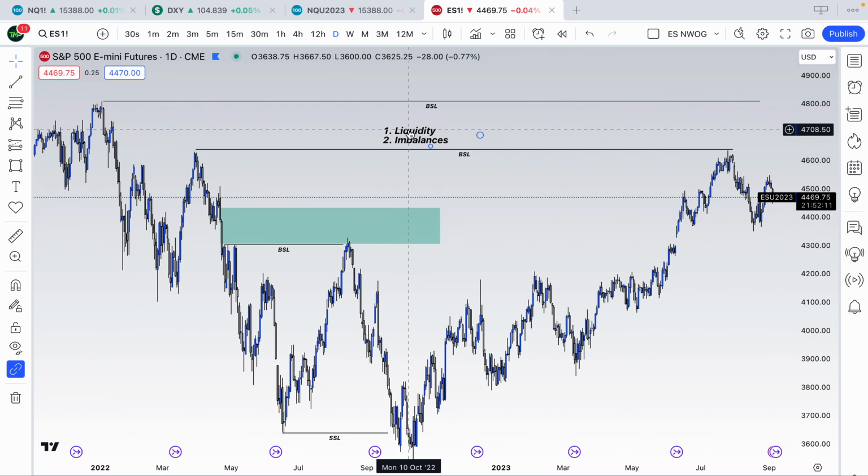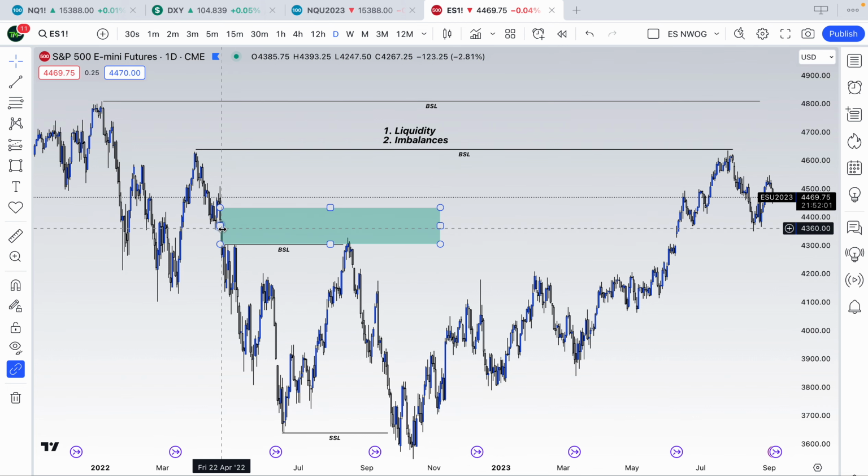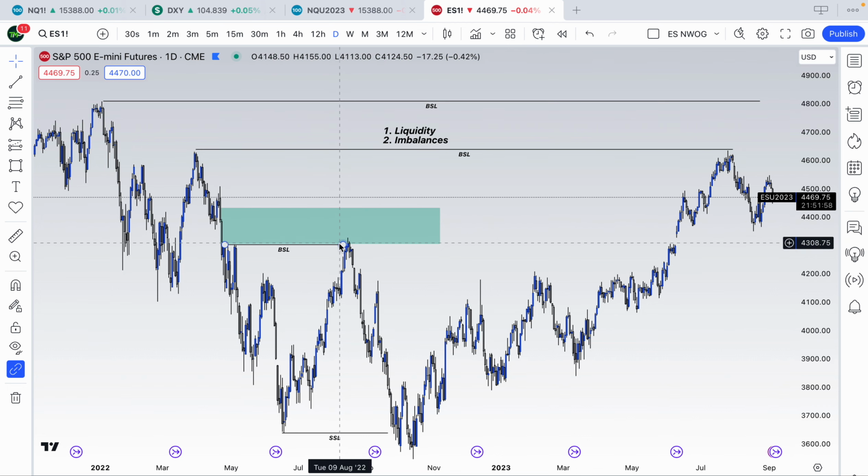Now the second part of what an algorithm is going to seek is an imbalance or an inefficiency. This teal box right here is going to be known as an imbalance or an inefficiency. You may have seen the term floating around. If you've been in the markets or you've been trying to learn, you'll see these gaps. You hear people say price will always come back to a gap, which has its truths, but there's a lot more context to that.